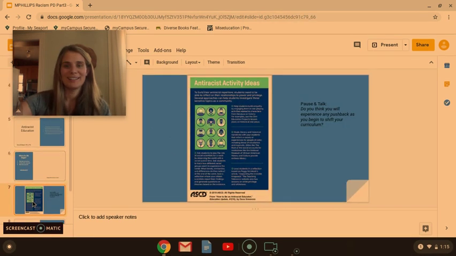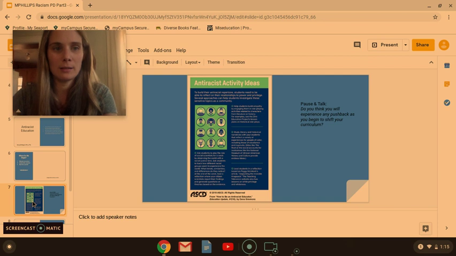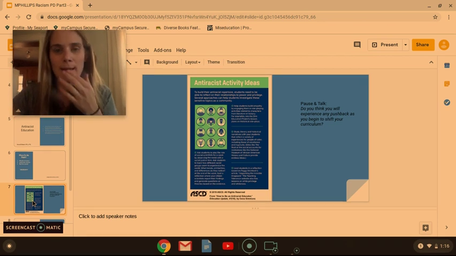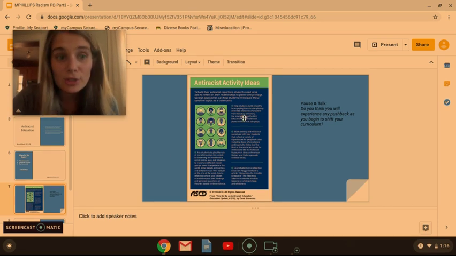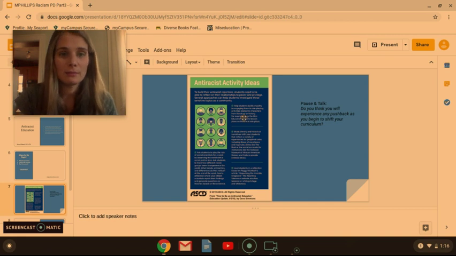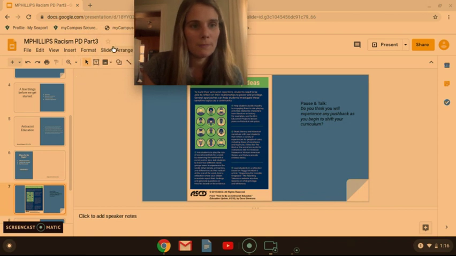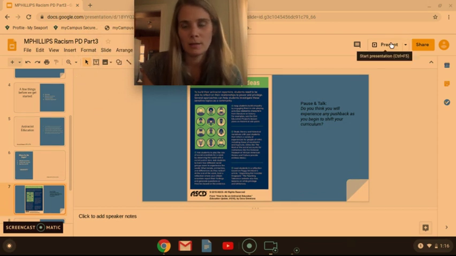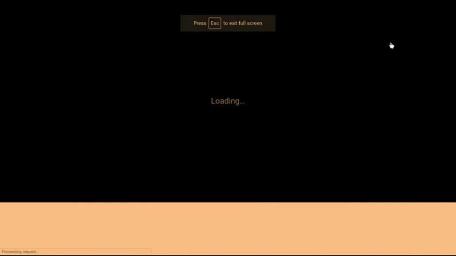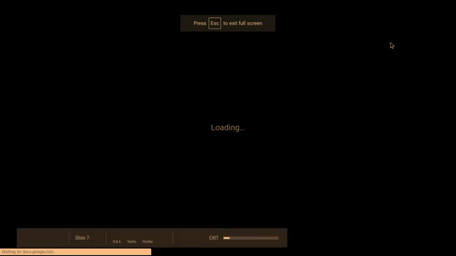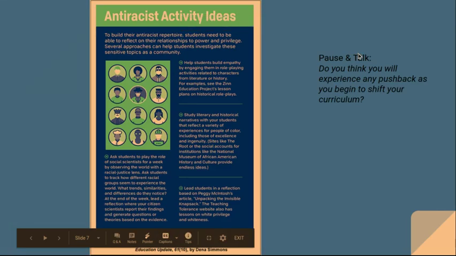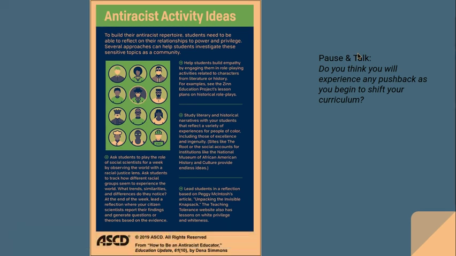So I found this, and hopefully I can zoom in a little bit on this. But these are just some ideas that I found. Let me just try to make this a little bit bigger. It's going to pull away from my screen, but that's okay. So to build anti-racist repertoire, students need to be able to reflect on their relationships to power and privilege. Several approaches can help students investigate these sensitive topics as a community.